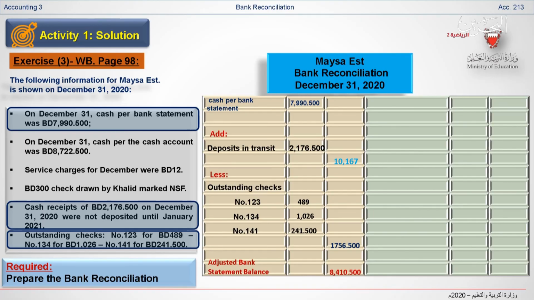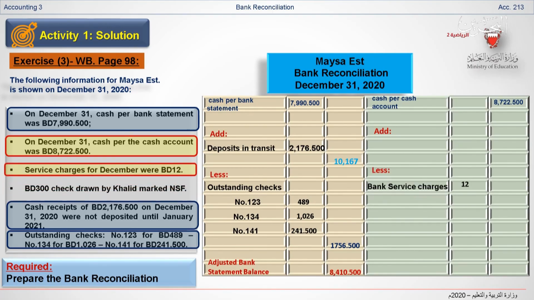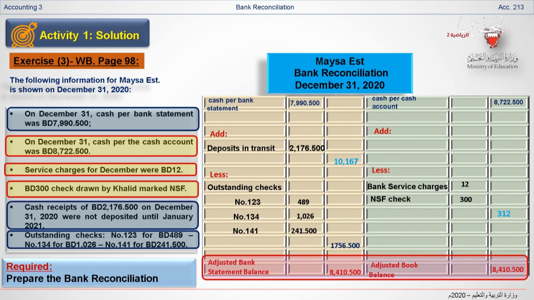Next, we will work on the book balance side by inserting cash per cash account balance of 8,722.5 BD. In this case, we have no adjustments to add, but we will deduct bank service charges of 12 BD and NSF check of 300 BD. And then we have to find the adjusted book balance, which equals 8,410.5 BD. As you can see, our reconciliation process is accurate because both sides are equal.